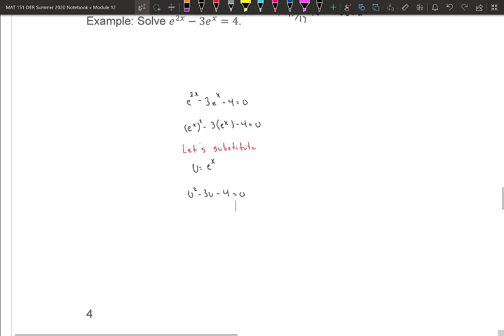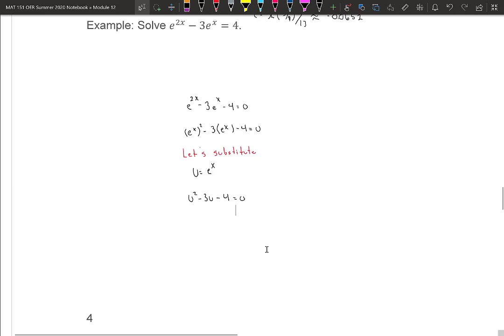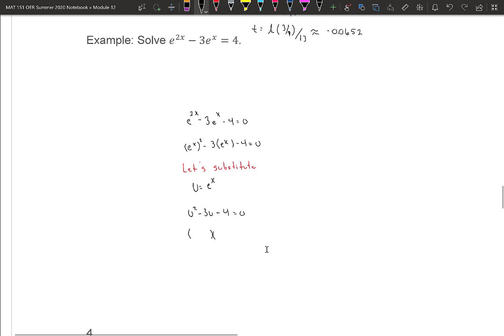The reason I did that is because now it looks quadratic, right? I can work with that a little easier. And so I can factor, right? Just like I normally would with quadratics. This looks like it factors to u minus 4, u plus 1.